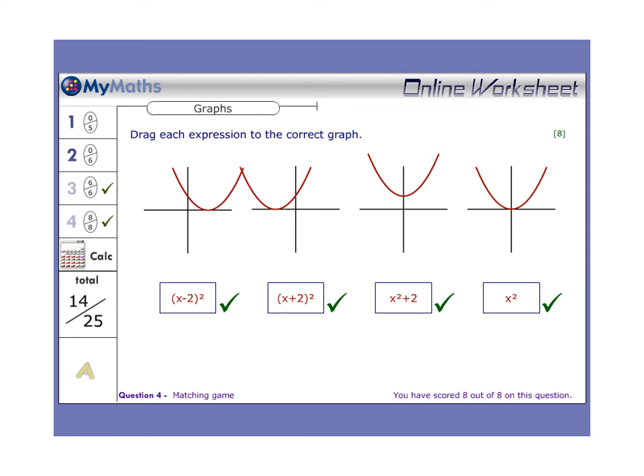Next one is (x minus 2) squared. That's actually telling us to add 2 to all the x values. So the bottom of the curve is going to be at (2, 0).